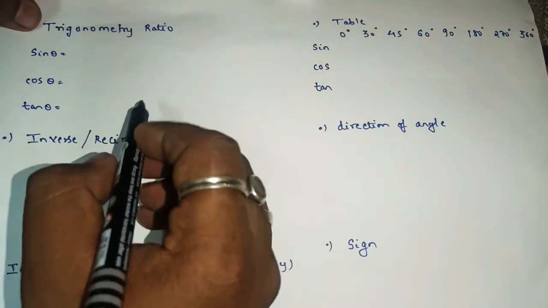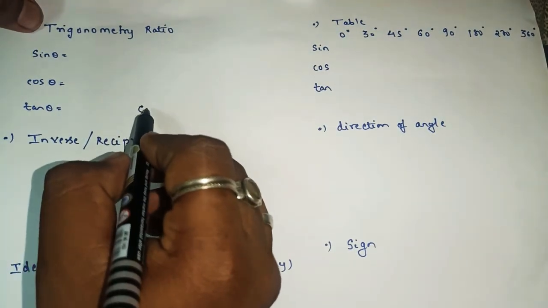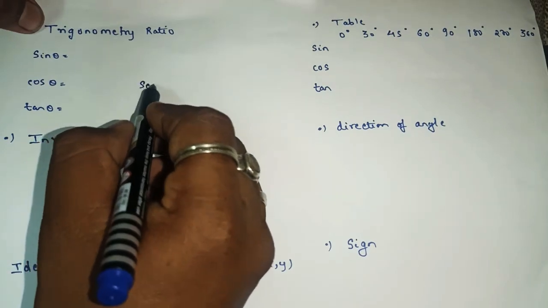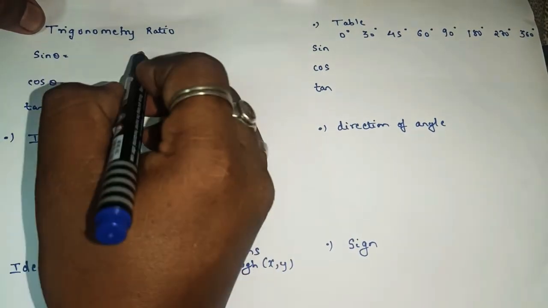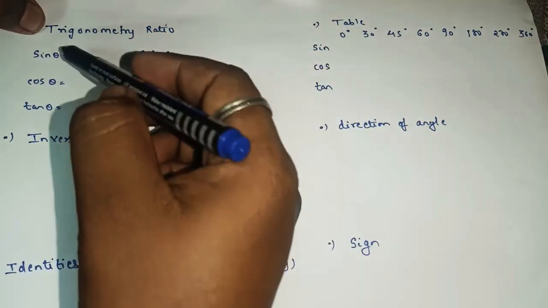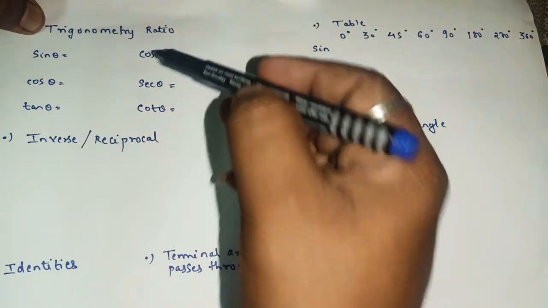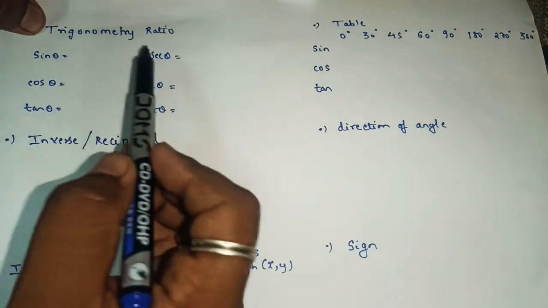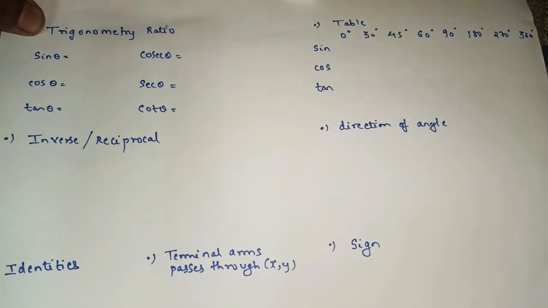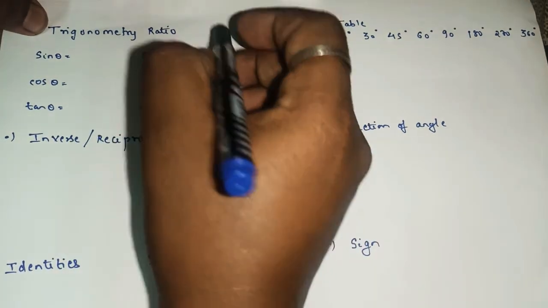After tan, we always write cot, then sec, then cosec. So I will write like this: sine, cos, tan, cot, sec, cosec, because there is a relation between sine and cosec, cos and sec, tan and cot.